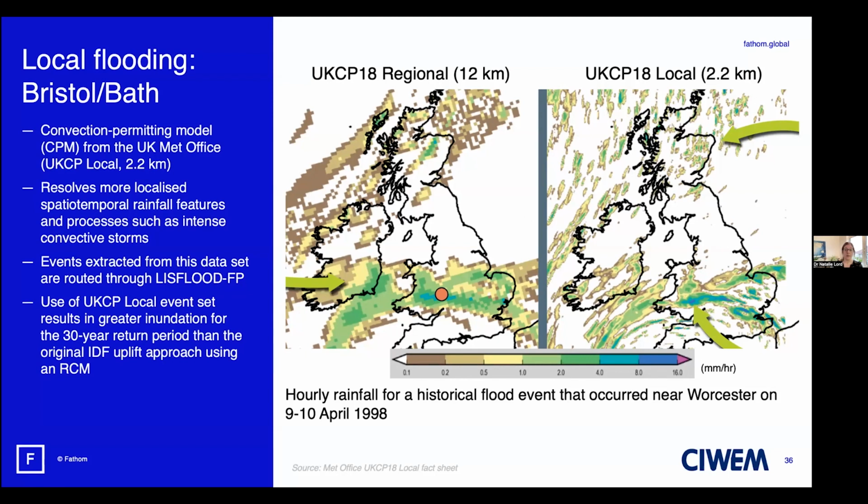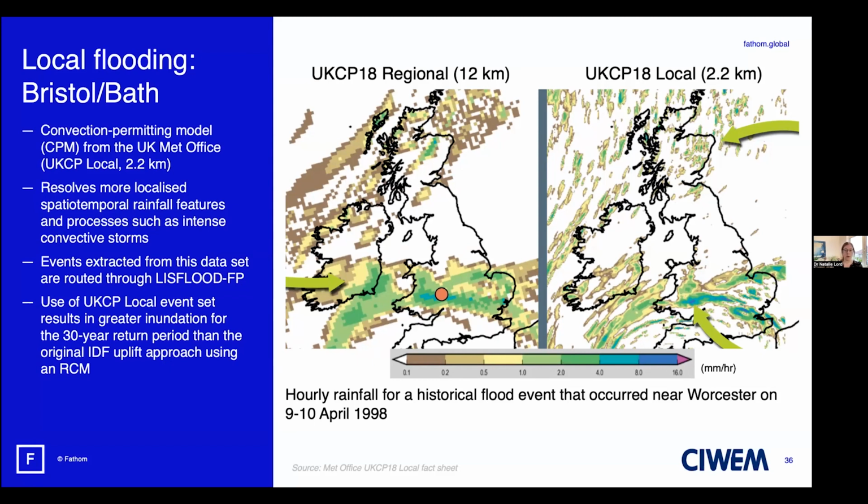And it means the model is able to resolve much smaller scale spatiotemporal features of rainfall and other processes, such as intense convective storms. And this is evident if we look at the maps on the right-hand side, which compare hourly rainfall for the same flood event from 1998. So whilst the larger scale features are very similar between the two, so we've got 12 kilometre data on the left-hand side and 2.2 kilometre data on the right-hand side, we can see that the 2.2 kilometre model on the right is able to capture more local showers indicated by the top right arrow over the east coast of Scotland.